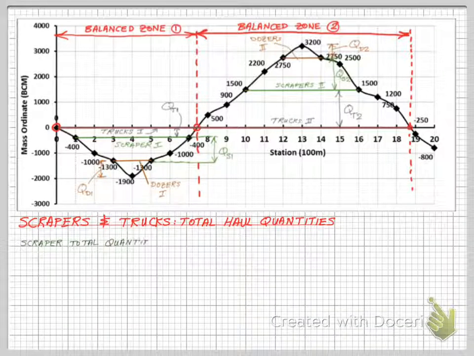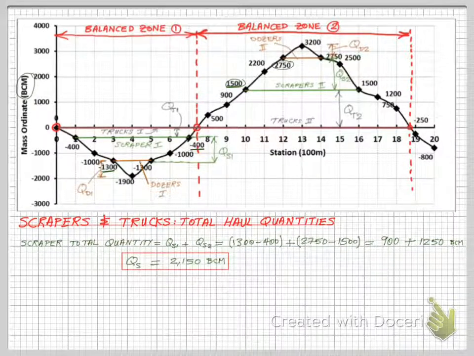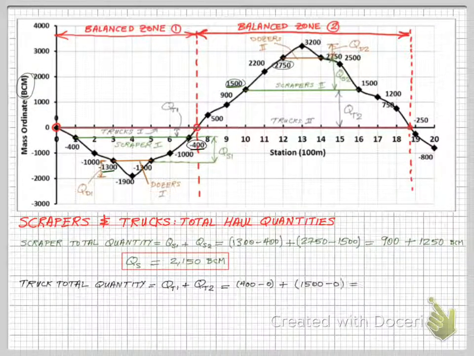The scrapers' total haul quantity equals QS1 plus QS2. QS1 and QS2 equal the mass ordinate height differences between the scraper and the dozer balance lines in the first and the second zones. By finishing the calculations, we find that the scrapers are responsible for moving 2150 bank cubic meters in this project. We can follow a similar process for the trucks and calculate their total haul quantity to be 1900 bank cubic meters.